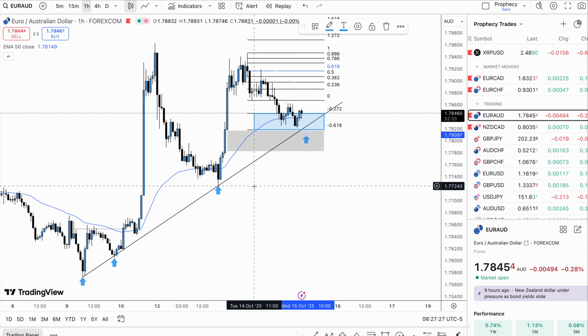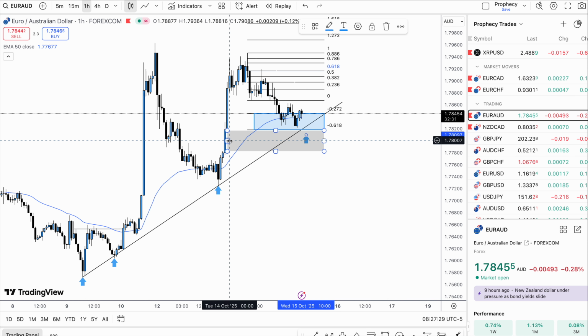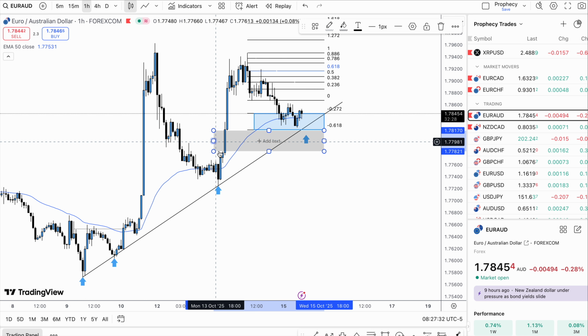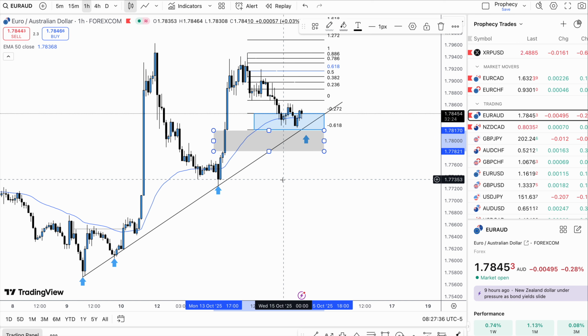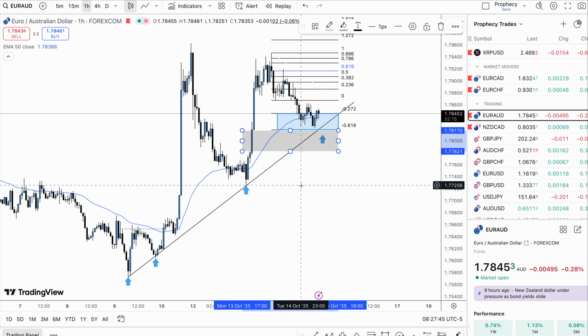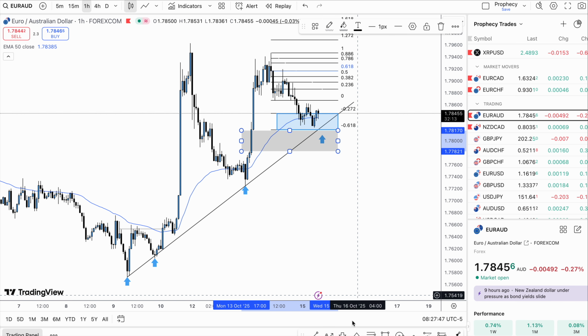And I talked about imbalance, we have some inefficiency here. This is basically a price magnet where price will potentially come back to fill. It doesn't happen all the time, but it is a very strong confirmation that price will respect this zone. We are sitting roughly above the 50 EMA, so we have 3 confirmations there. And we also do have a variation of market structure.